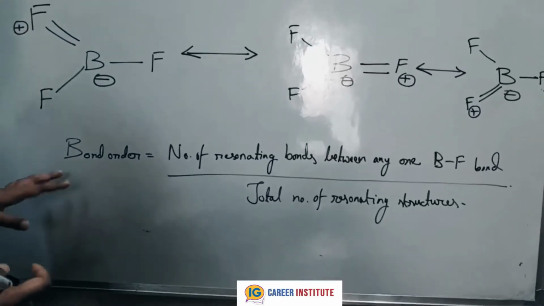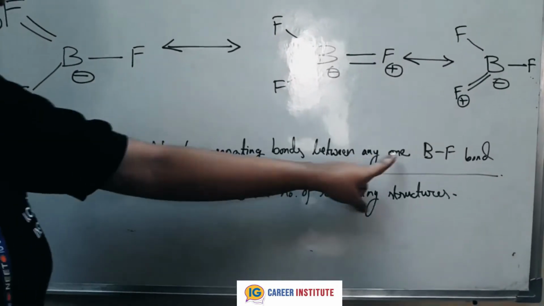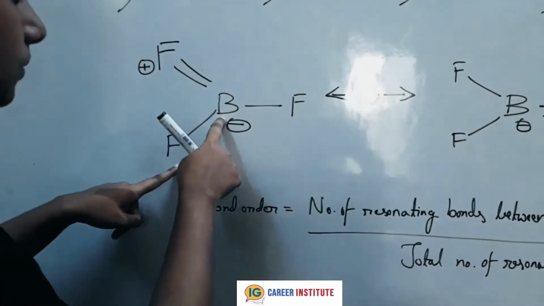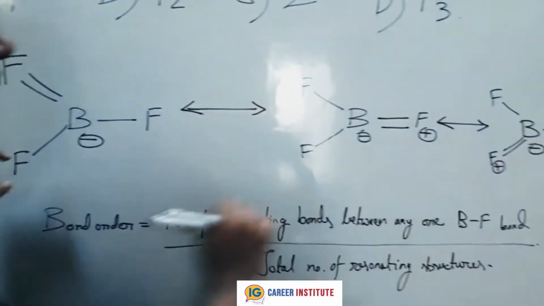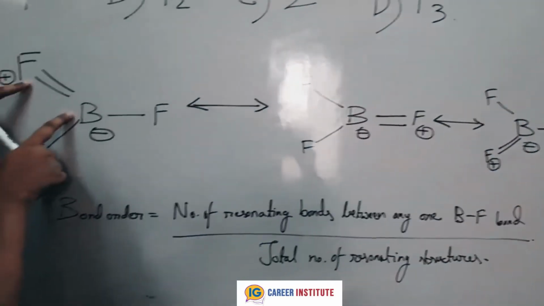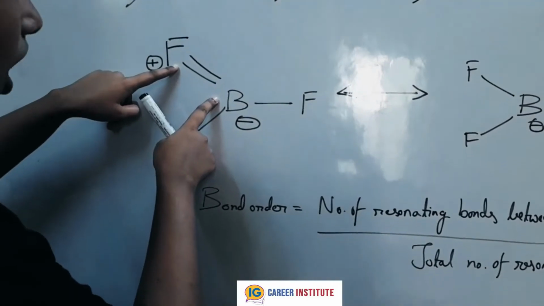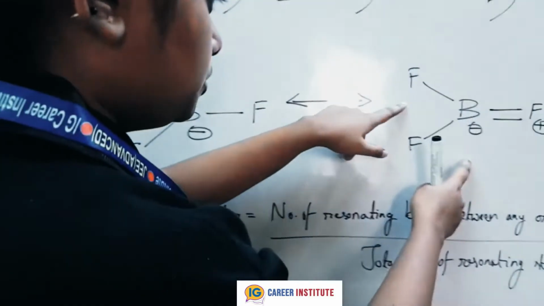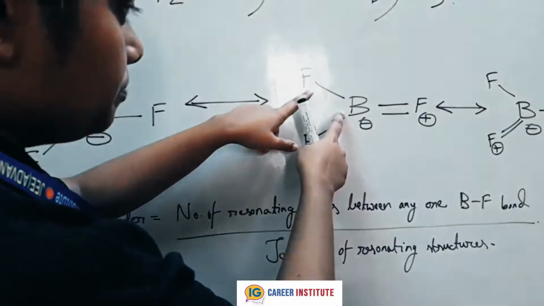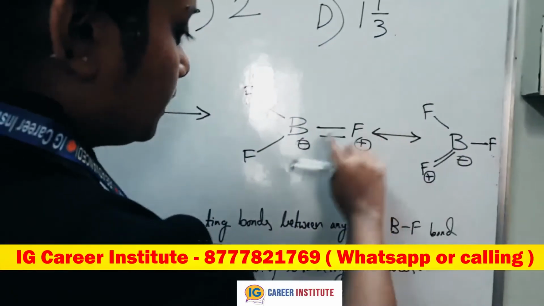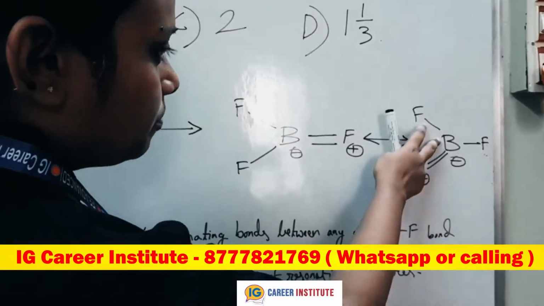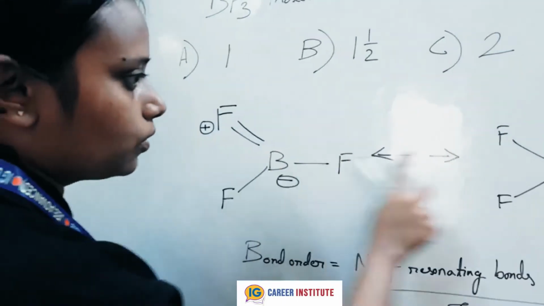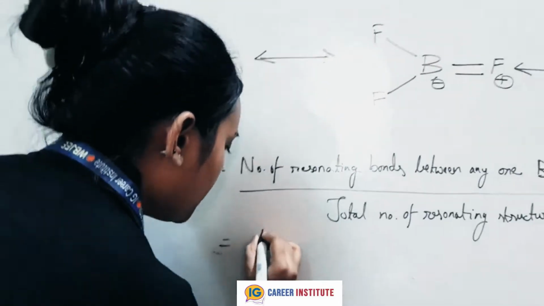Now, what does this formula tell us? Number of resonating bonds between any one BF bond. So, you have to consider any single BF bond, either this or this BF or this BF. Now, compare it with the rest of the structures. Now, if I consider this BF bond, the first BF bond, then how many bonds are between these 2 elements B and F? 2. In the next structure, between the same boron and same fluorine, how many bonds are there? 1. And in the next structure, between the same elements, how many bonds are there? 1. So total, how many resonating bonds are between this boron and fluorine? Total 4. So in the numerator part, we will be writing 4.